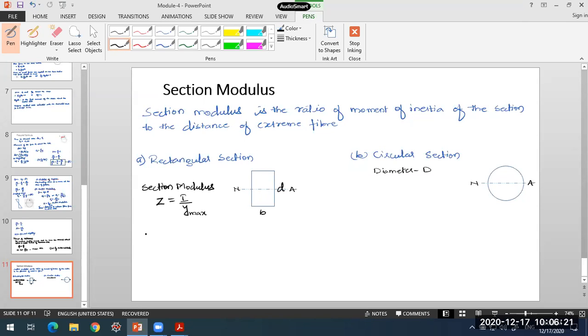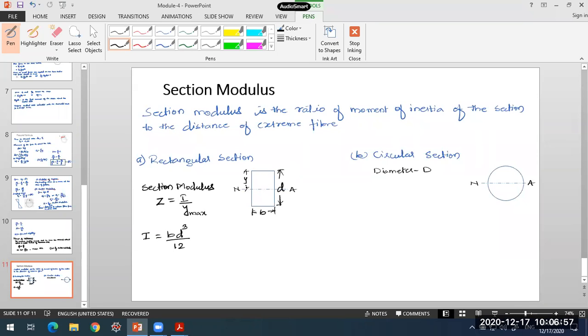Here, for the rectangular section, I will be b d cube by 12. That is the moment of inertia of the rectangular section about its centroidal axis. Now, what is Y max here? It is the distance of the extreme fiber measured from the neutral axis. My neutral axis coincides with the centroidal axis, so it will be exactly at the center of the depth. This is the depth of the beam, d, and the width of the beam is b.